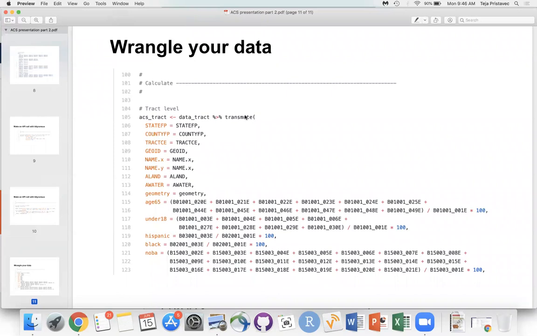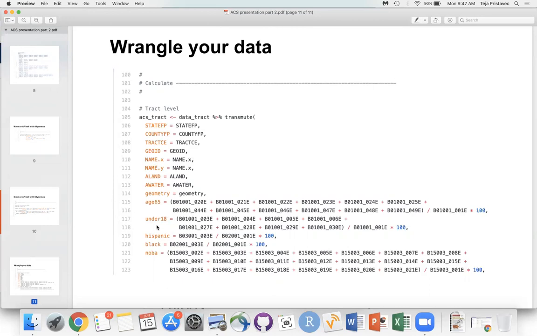I'm saying transmute, which will drop all the other variables in the data frame and just keep what I'm actually calculating. And I'll say, to calculate the percent of people in a census tract that are age 65 and over, I need to sum the number of people over age 65 that are male and the number of females age 65 and over, and then divide that by the total population and multiply it by 100.